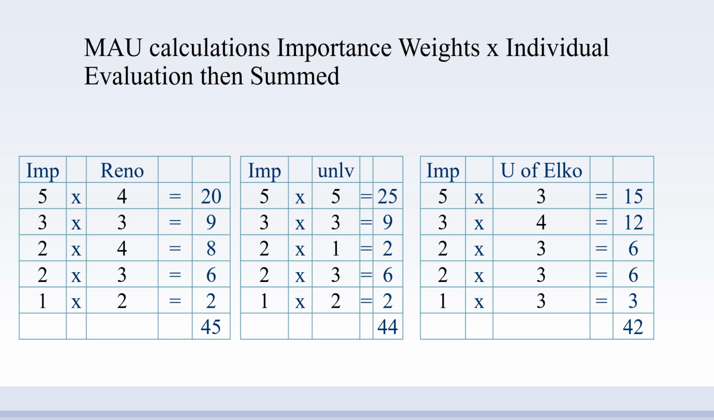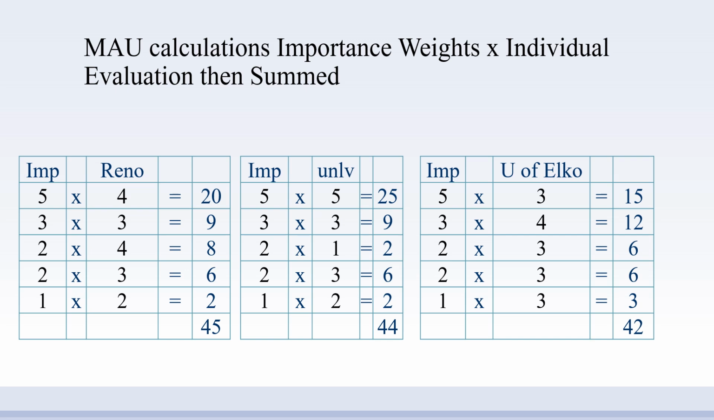They get 9 points. In terms of placement, our importance was a 2. Reno was a 4. They get 8. In terms of atmosphere, the importance was a 2. Reno scored a 3 for 6. And then class sizes, it was an importance of 1, and Reno scored a 2, for a total of 45 points.